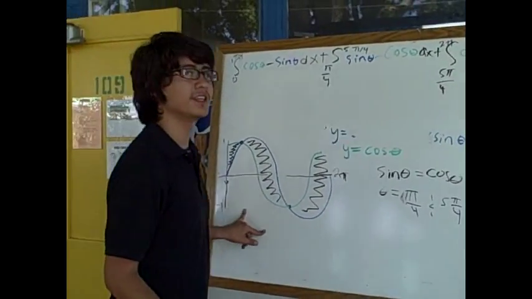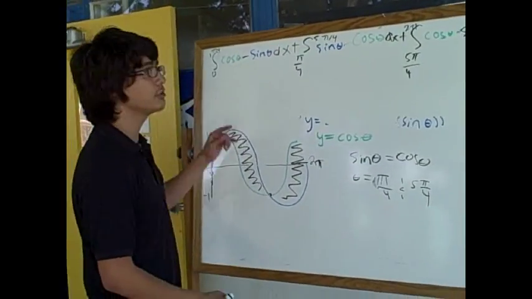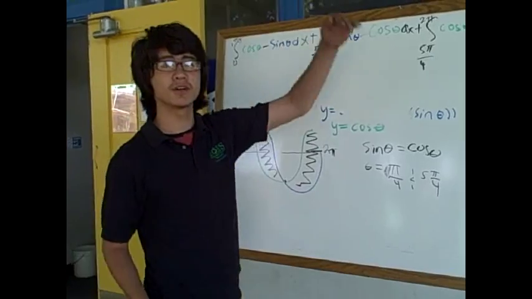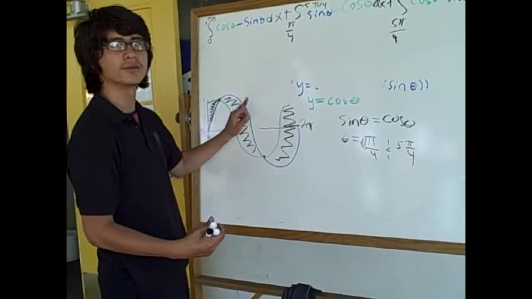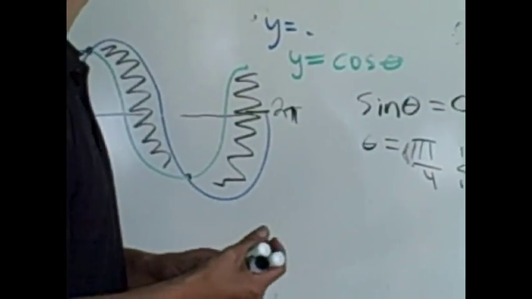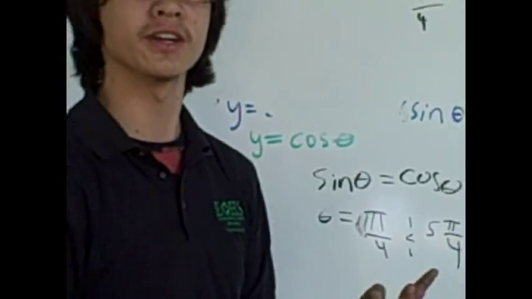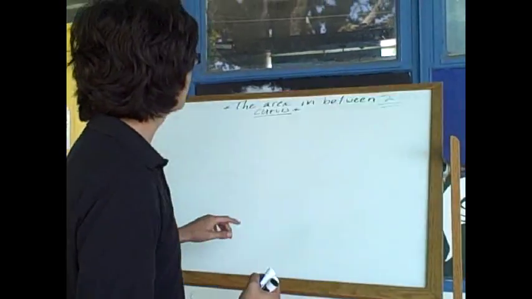But if there's anything that I am trying to pound into your head, it would be the area in between two curves is the top curve minus the bottom curve. Top curve minus the bottom curve. Top curve minus the bottom curve. And to find our limits of integration, you set the two functions that you're integrating equal to each other. Okay? So that's it for the area in between two curves.